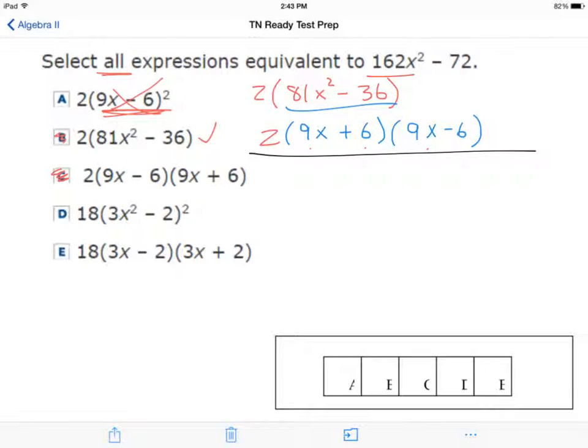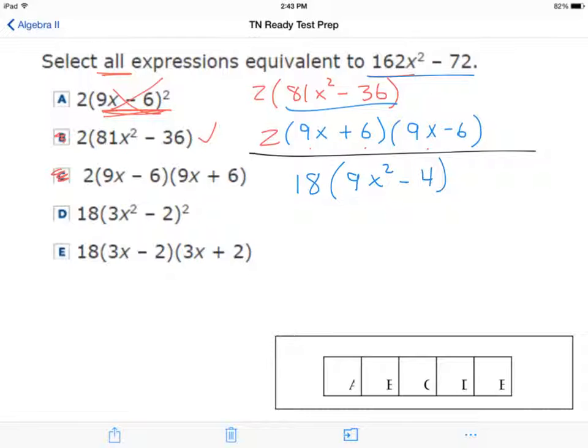Now looking at this from a different perspective, what if I tried to factor out 18 from both of these original terms to begin with? If I factor out 18 from 162, that would leave me with 9. 9 times 18 is 162. And there would be an x squared, and then minus, and I have to think about 18 times what is 72, and the answer is 4. So I could factor that way.